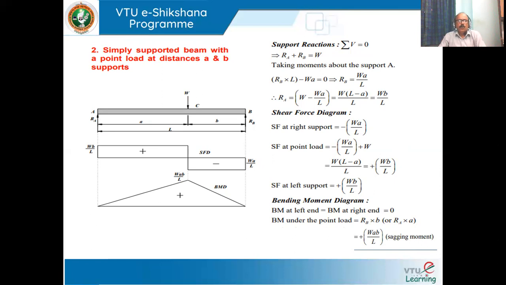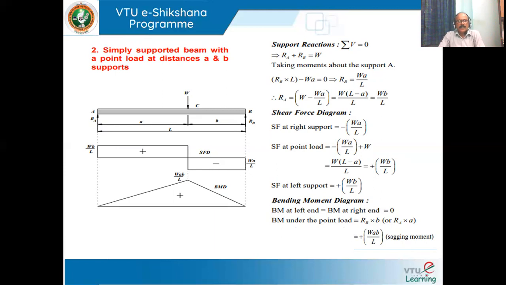So first, if I consider taking moments about A, RB into that length, because moment is nothing but load into perpendicular distance. Here the load or force is nothing but RB, the support reaction, into that length L, RB into L. So here counterclockwise is taken as positive. Then what is the moment we get? We get moment because of W. That W causes clockwise moment about point A. Therefore, it is minus W into A. Therefore, RB into L minus WA is equal to zero. With that, I'll get RB is equal to WA by L.